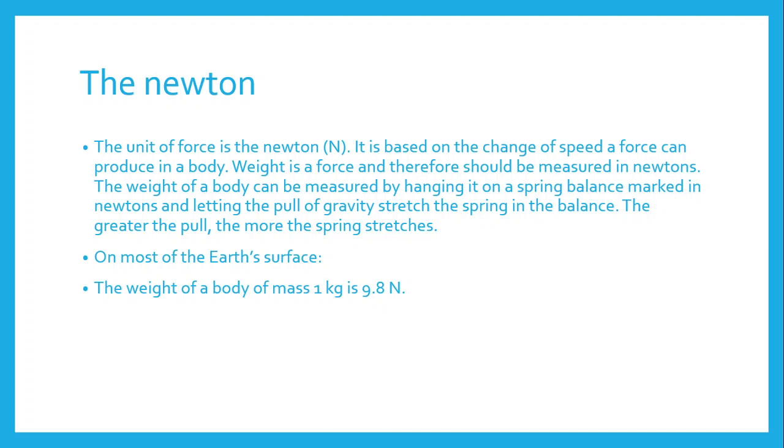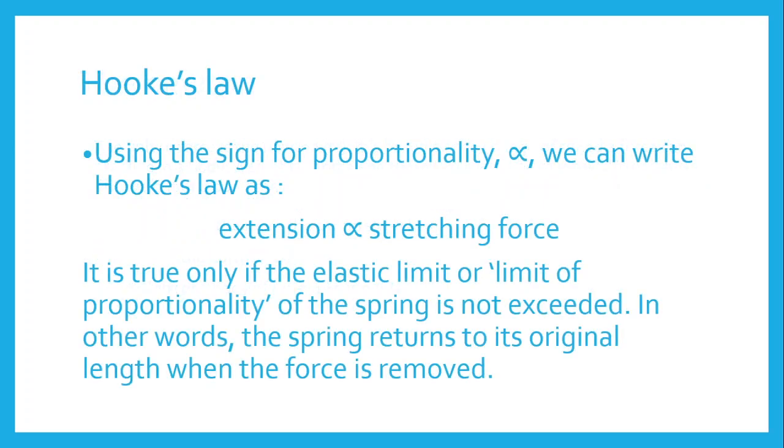And another revision is that the weight of a body of mass 1 kg is 9.8 Newton. That's because the gravitational acceleration is 9.8 meters per second squared. I've been using 9.81 or 9.8 in these slides, but it is better to use 10 meters per second squared in the main exam or the questions.